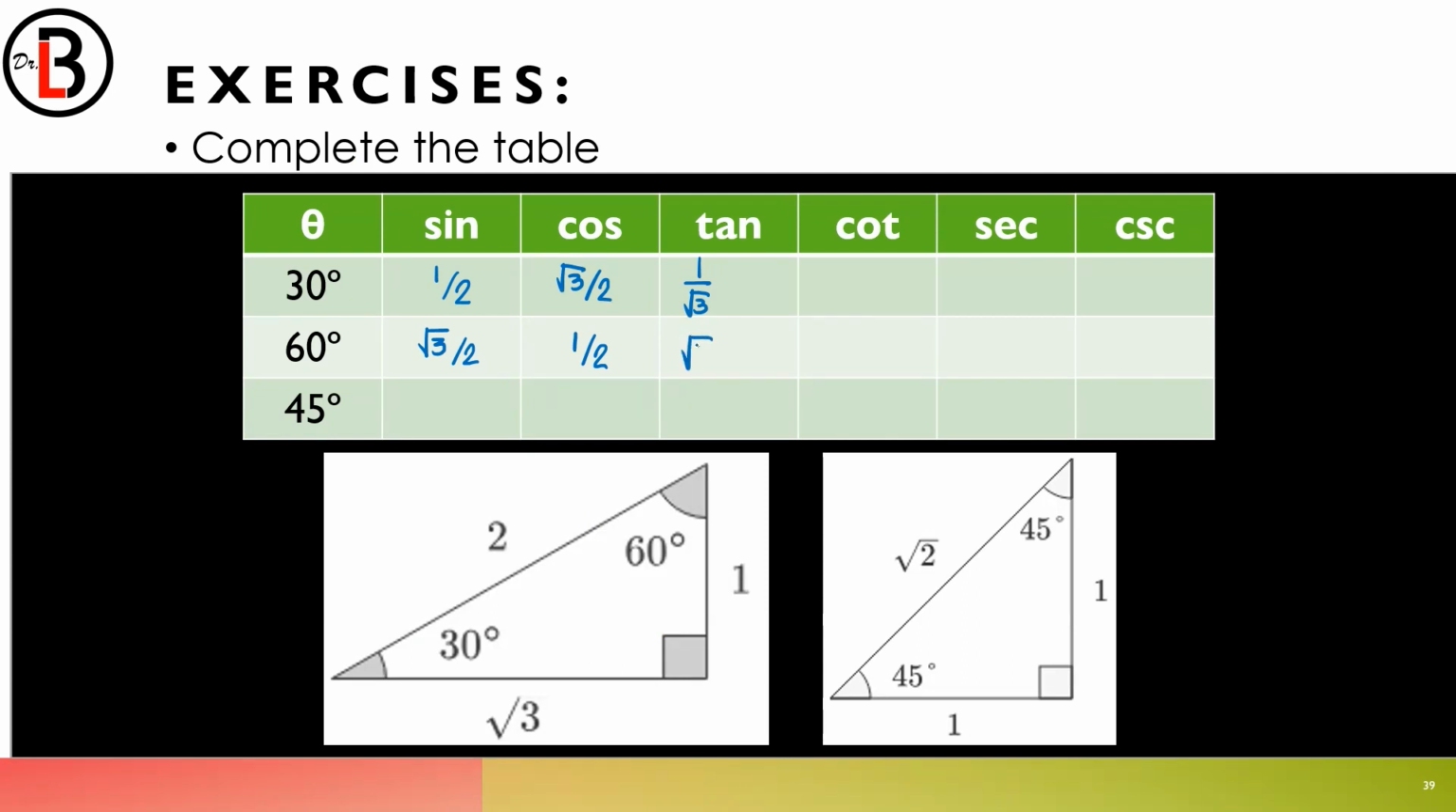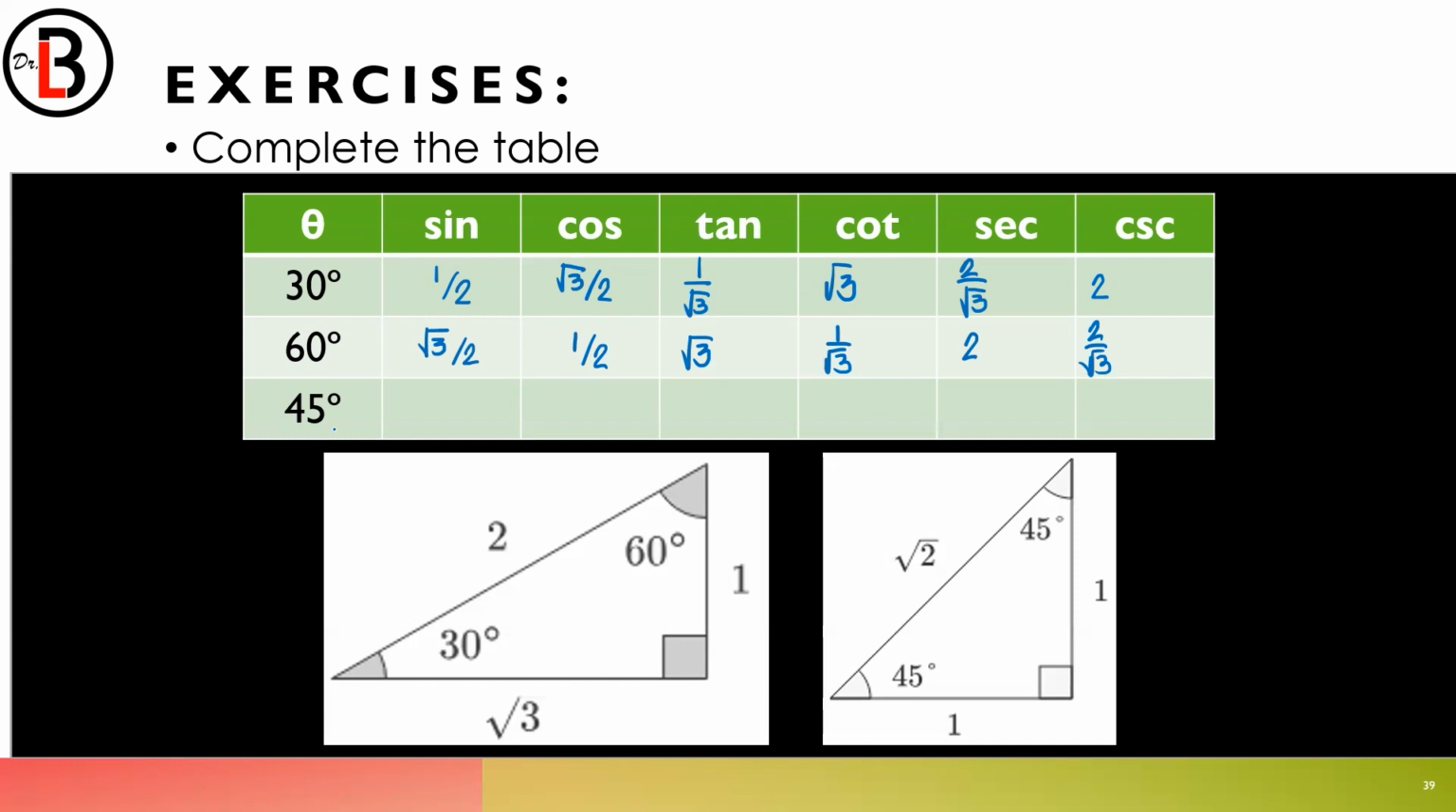Square root of 3. Let's fill out the 30 and 60 first, and then later on, let's fill out the 45. The cotangent, it's just the reciprocal of this. So this one is 1 over square root of 3. Secant is the reciprocal of cosine. So 2 over square root of 3. This is 2. Cosecant is the reciprocal of sine. So that's 2. This is 2 over square root of 3.